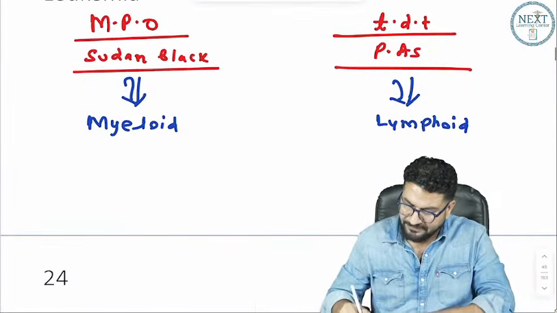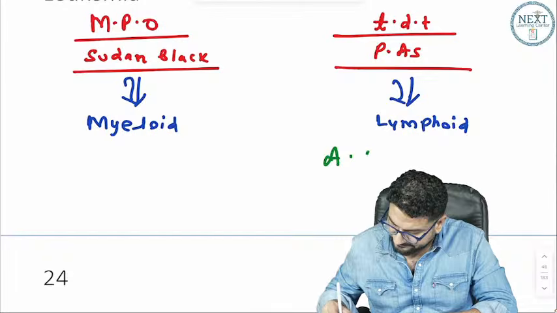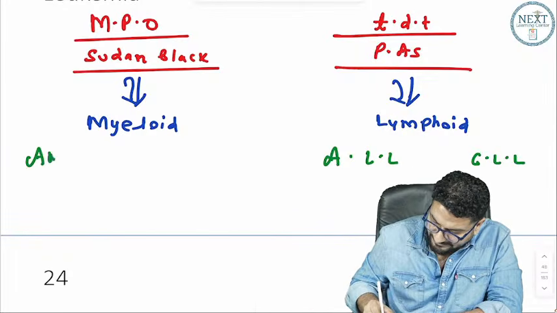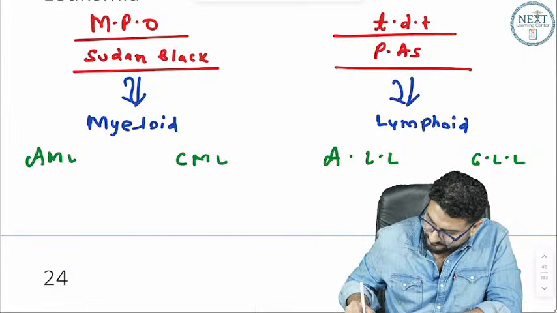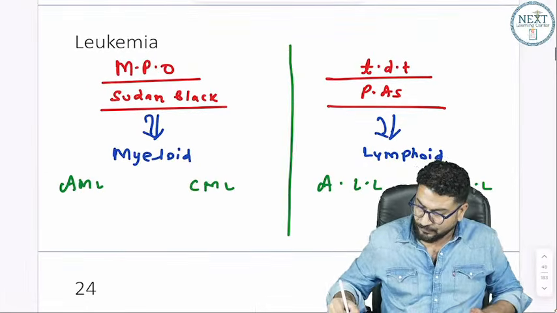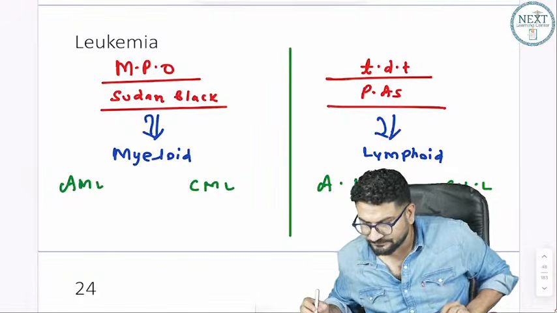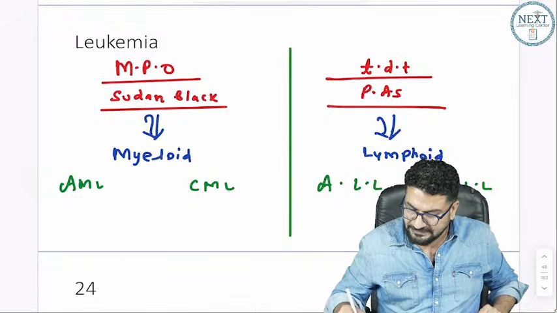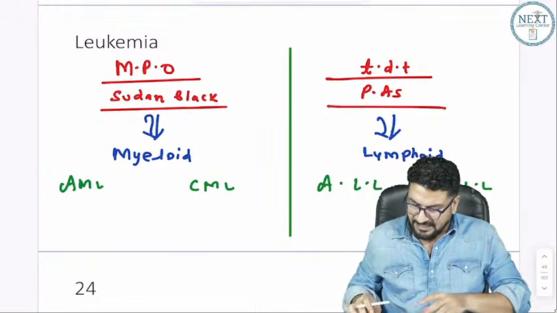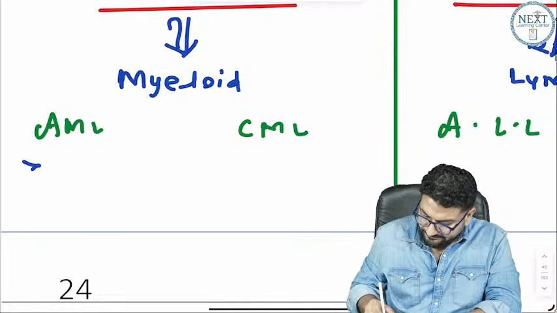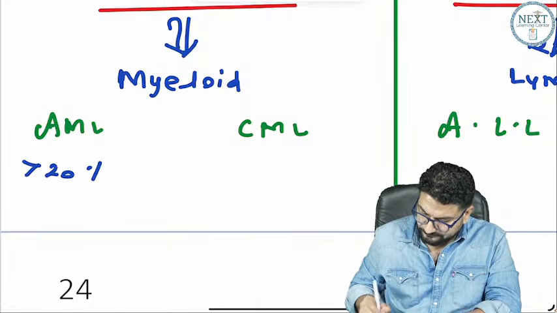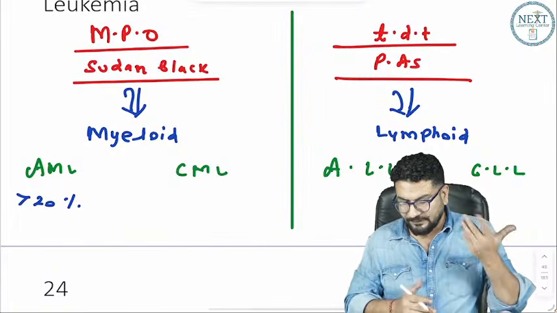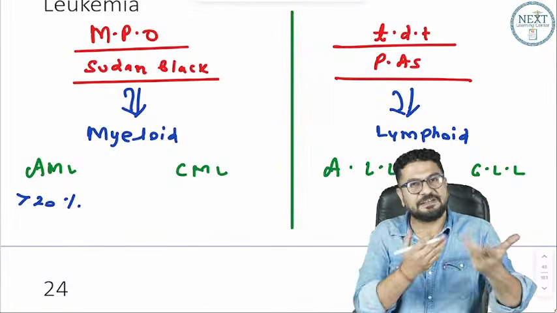In lymphoid origin, we have two leukemias: ALL and CLL. In myeloid origin, we have two leukemias: AML and CML. Get my point? So in the question, first you have to see whether MPO or Sudan black is given. Now see the blast cell percentage or symptoms. If blast cells are more than 20%, or a lot of symptoms, and cells are positive for MPO, Sudan black, it is AML.